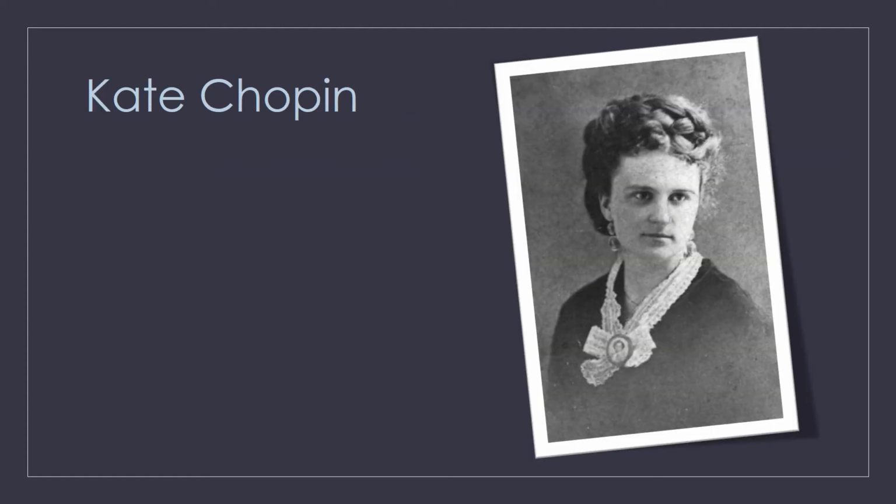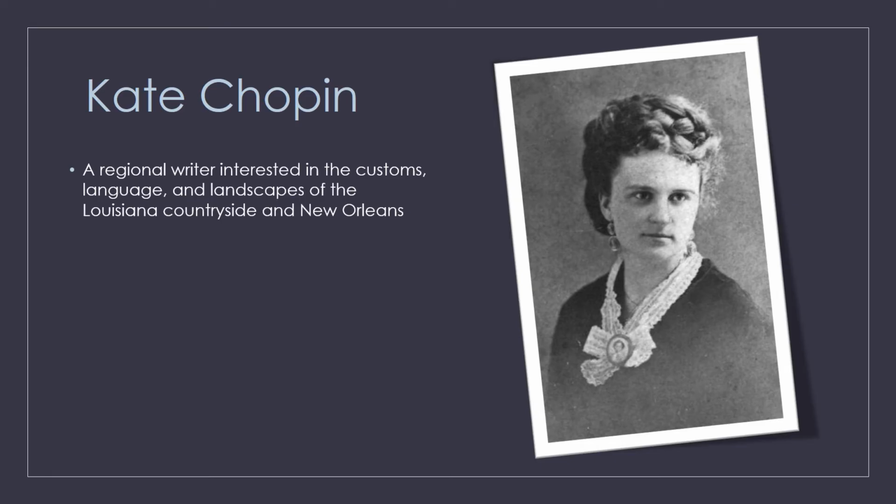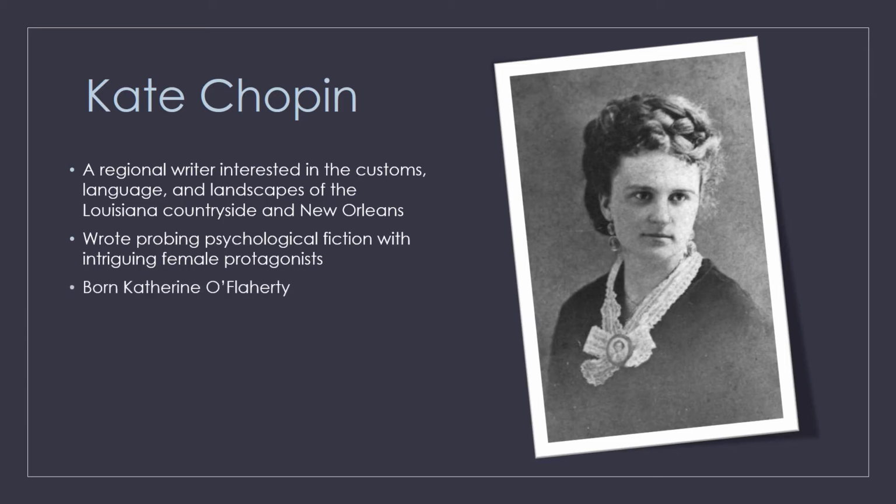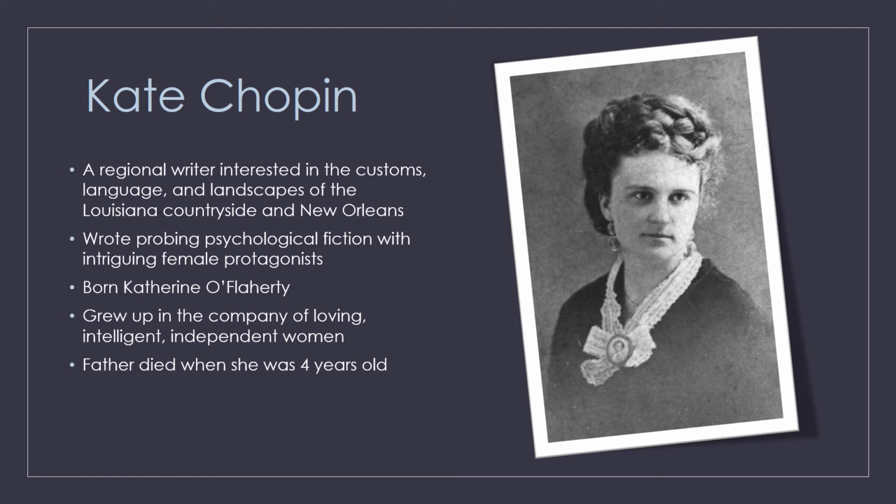Kate Chopin may be thought of as a regional writer interested in the customs, language, and landscapes of the northern Louisiana countryside and downriver New Orleans. But in addition to working with local color, Chopin wrote probing psychological fiction with intriguing female protagonists like Edna Pontellier of The Awakening. Born Catherine O'Flaherty, Chopin grew up in the company of loving, intelligent, independent women after the death of her father when she was only 4 years old. Especially her strong-willed great-grandmother, a compelling and tireless storyteller whose influence may have been central to Chopin's becoming a significant regional writer and novelist.